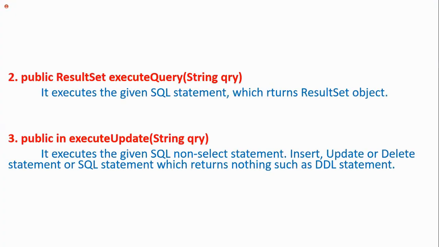Next, we have to go for public ResultSet executeQuery. What is the return type of this executeQuery? ResultSet is the return type. So why is executeQuery used? executeQuery will return a ResultSet object. A ResultSet object contains one set of results that is fetched from the database. I hope I'm completely clear with the things.